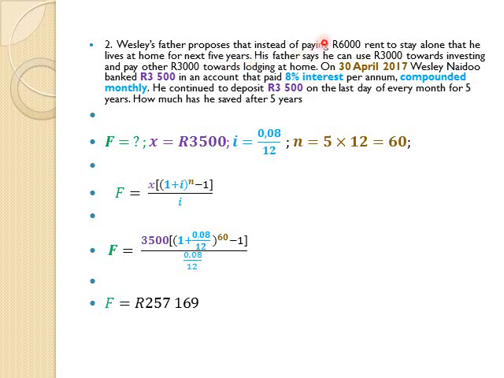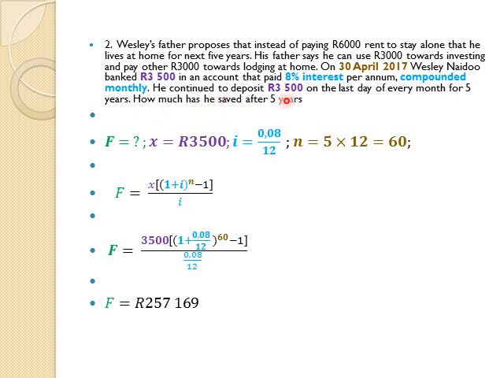So from there, he decides now to calculate and see what is possible. On 30 April 2017, Wesley Naidoo still has the 500, decides okay, he'll bank 3,500 in an account that pays 8% interest per annum, compounded monthly. He continues to deposit 3,500 on the last day of every month for 5 years. How much has he saved after 5 years?